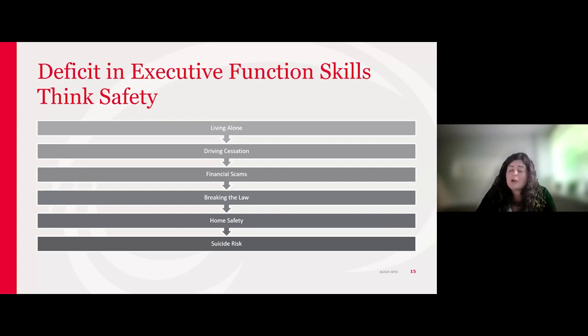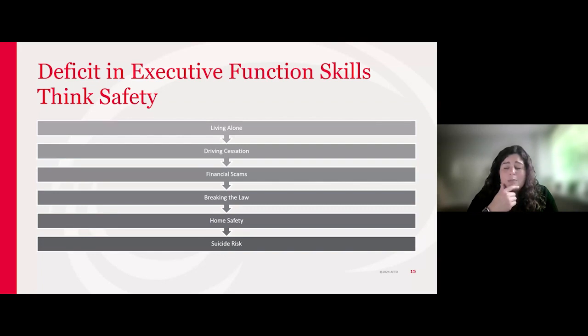You have to think that people diagnosed with FTD are very impulsive. They don't always think through a process. So when it comes to safety, are they going to think through turning the oven off? Are they going to think through turning the water off? Are they going to think through the safety of having a gun in the home? These are all things that you have to process and think about.